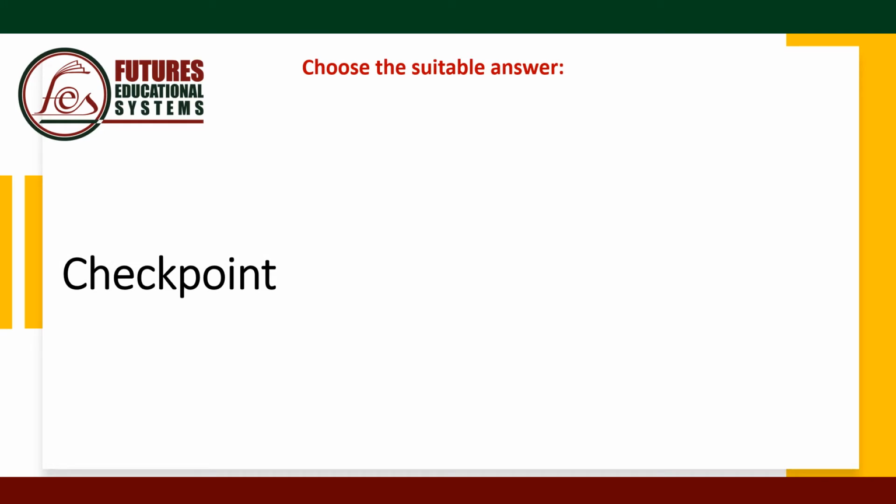Choose the suitable answer. For each one, we're going to have 4 choices and we're going to decide which one is the correct one. Number 1. What should I does, do, doing, to do? If we have should in the sentence, this is the helping verb. The main verb should be in the infinitive. So what should I do?